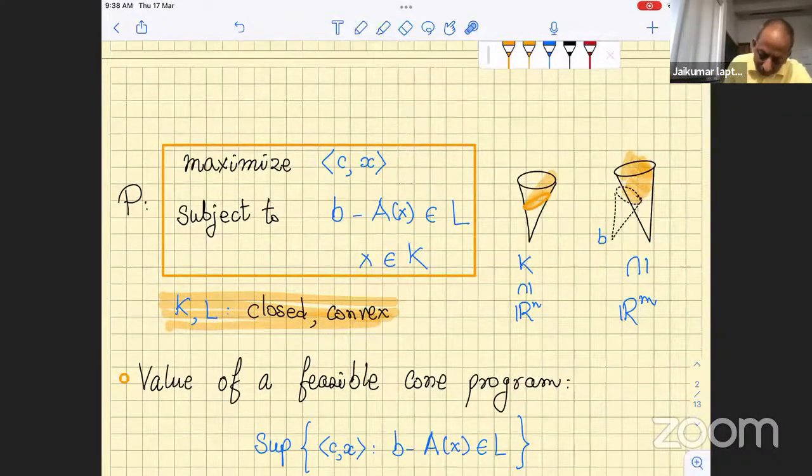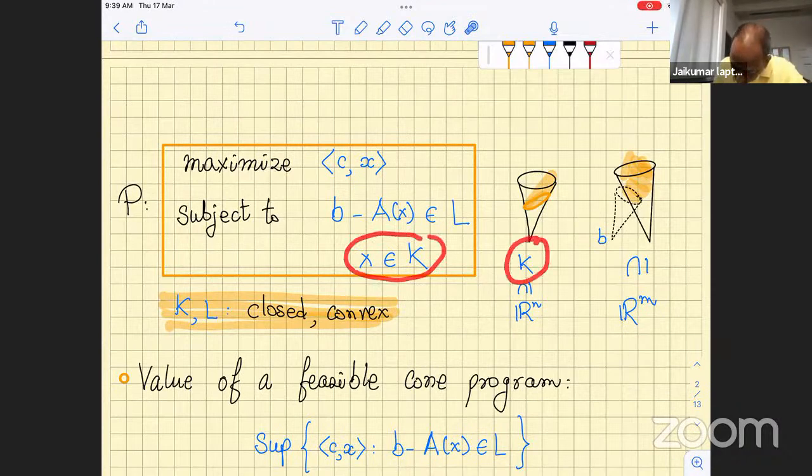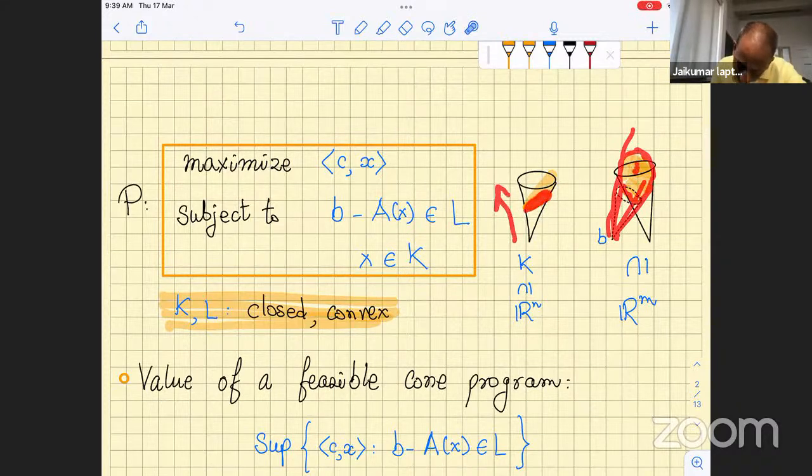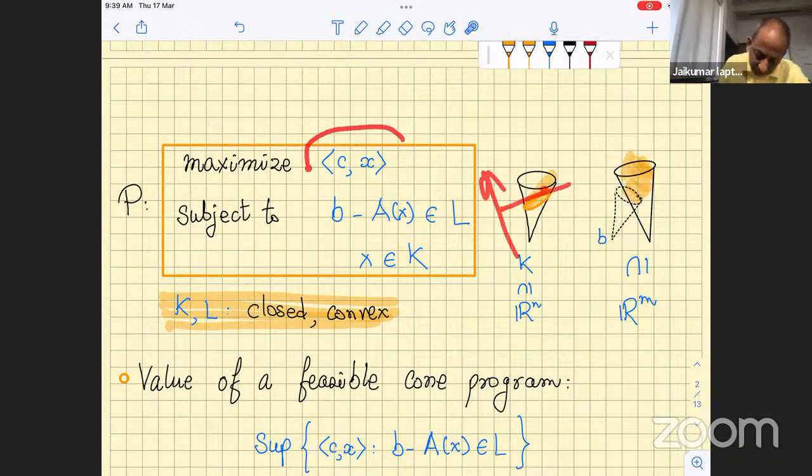Same thing. We maximize the inner product of C and X. Previously it used to be called C transpose X. X must come from this cone. And when you transform the X, you get this cone and you must fall in this region. Those values here will be your feasible values. And there is a C vector here. And among them, the one that produces the greatest value in the direction C is your maximizer here.